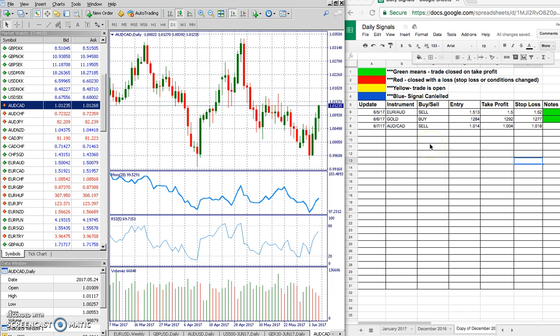So just follow the signals, place the orders correctly, make sure you put the correct size and the correct levels, and if you have any questions, let us know. All the best. Take care.